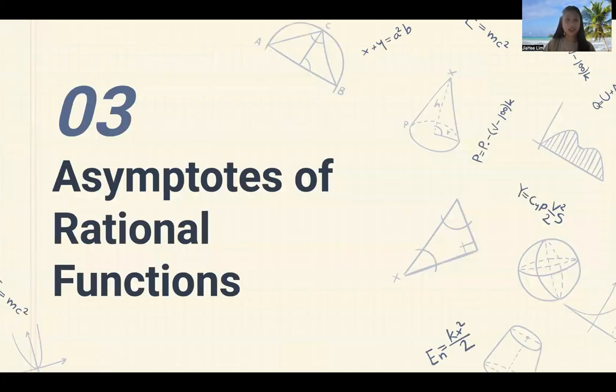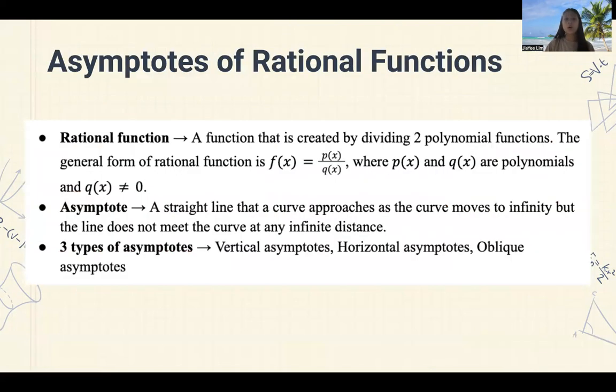For this section, I'll be talking about asymptotes of the rational function. So what is a rational function? A rational function is basically a function that is created by dividing two polynomial functions in the form of p(x) over q(x), where both of them are polynomials, p(x) is the numerator and q(x) is the denominator, and q(x) can never be equal to 0.